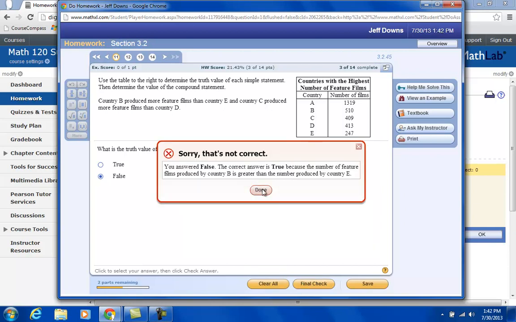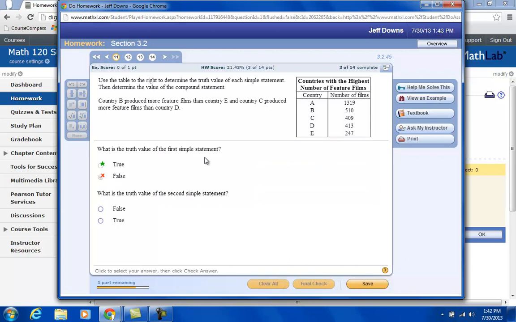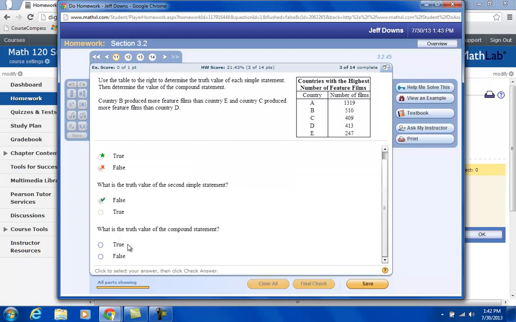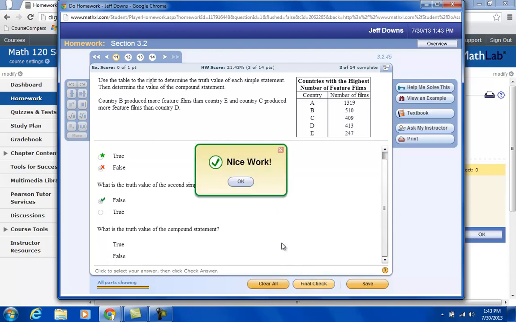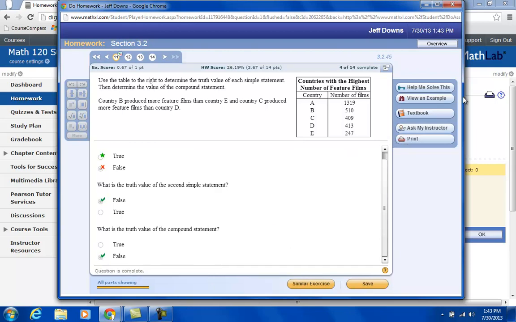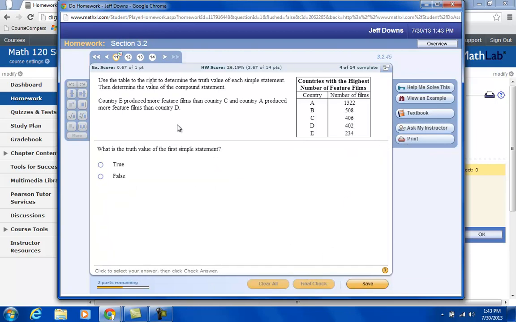Oh, what did I do wrong here? Oh, did I read this wrong? What's the truth value of the first simple statement? I was doing the whole thing. Okay, truth value of the second one is false. And good. And then the overall thing would be false. Let's read the instructions well. Okay, let me do a similar problem. I like to get these right.